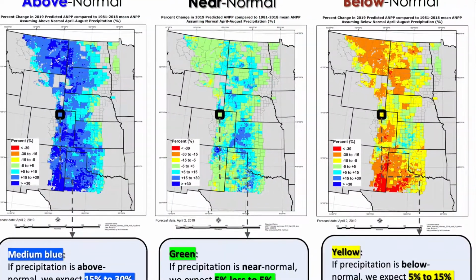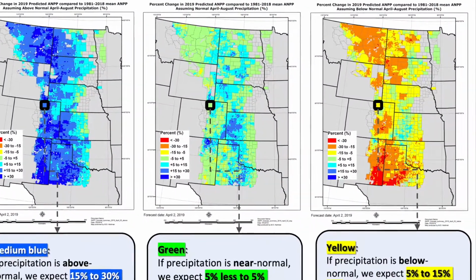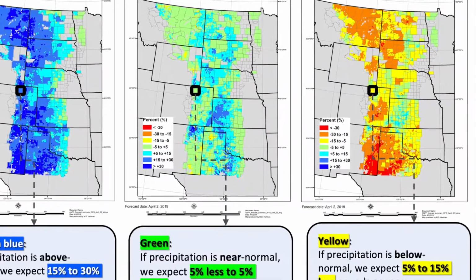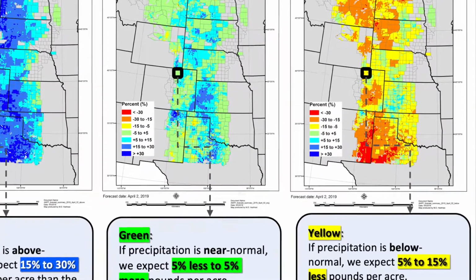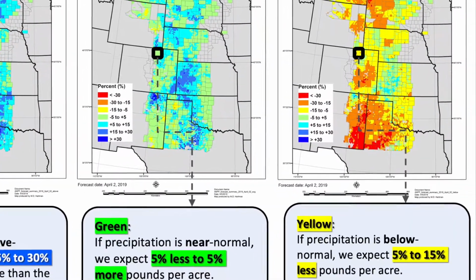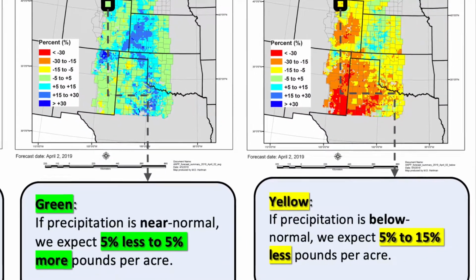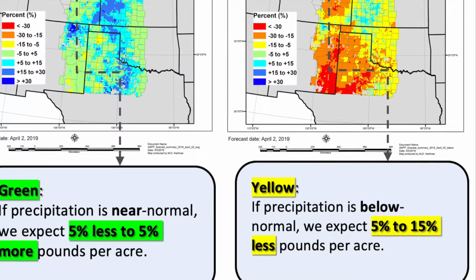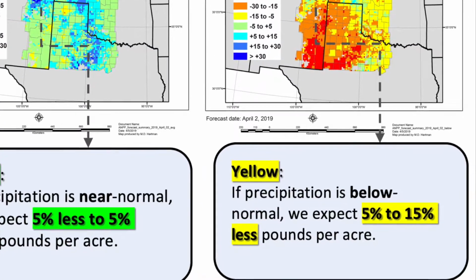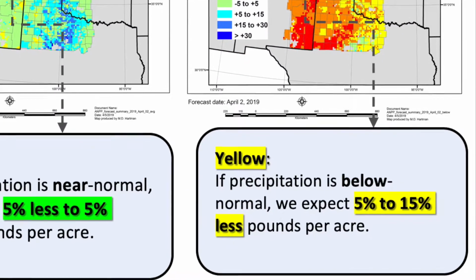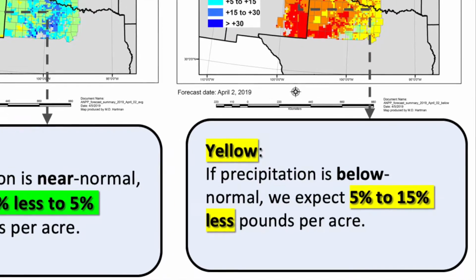Lastly, what if the spigot suddenly turns off and precipitation for this area is below normal for the rest of the growing season? Then you would look at the map on the right. On this map, the northeast Colorado area is shaded yellow, meaning that you would expect 5 to 15% less pounds per acre than the area's 38-year average.